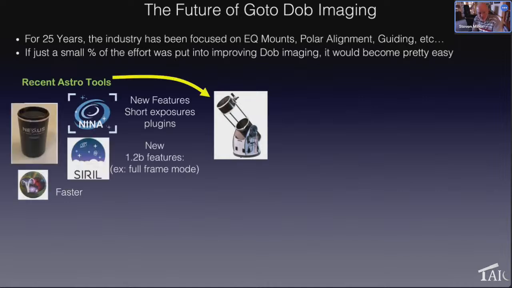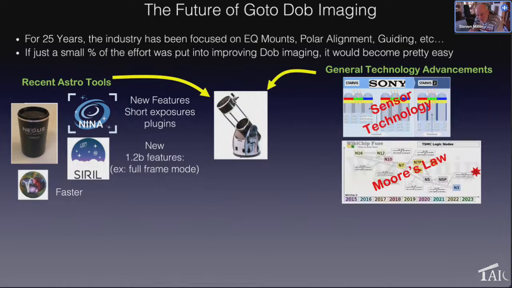There's been some recent introductions that have really helped. That Nexus reducer without the collar was a big deal. NINA has some new features and really improved performance for short exposures. Siril added some new features. They do full frame stacking, where if it's rotated frames, they will stack it into a larger picture. AstroPixel Processor has gotten a lot faster in the last 9 months that I've used it.